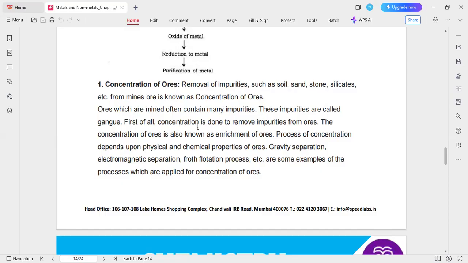First of all, the concentration is done to remove the impurities from the ore. The concentration of ore is also known as enrichment of ore. The process of concentration depends upon the physical and chemical properties of the ore. There are methods like gravity separation, electromagnetic separation, and froth flotation, which is used for sulfide ores. These are some examples of processes applied for concentration of ore.